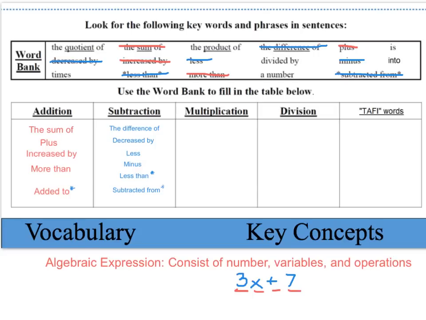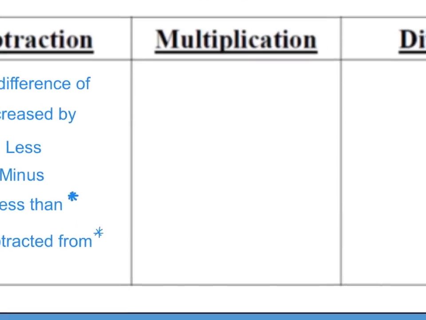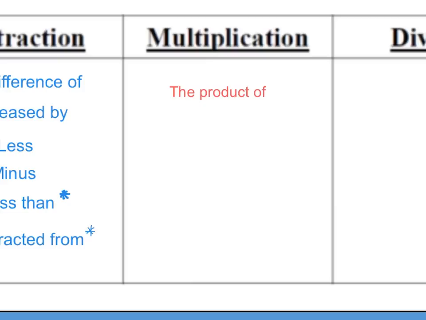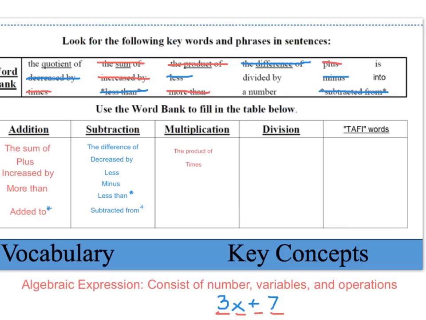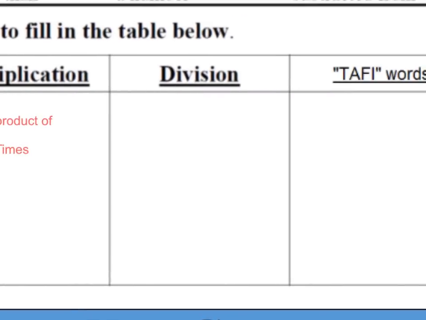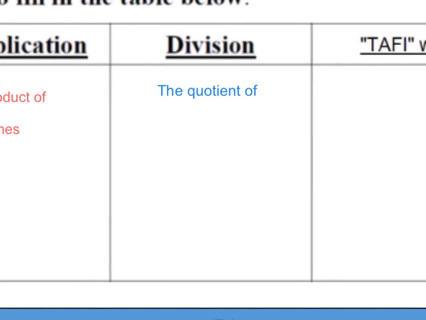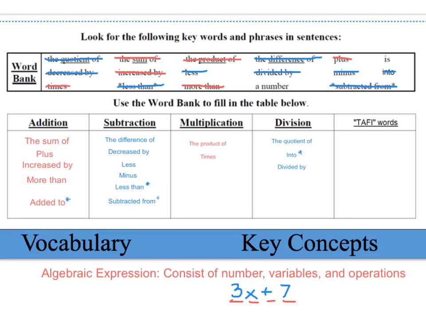So let's go ahead and zoom in on multiplication and talk about all the words from the list that mean multiplication. The product of means multiplication, and times means multiplication. So I went ahead and crossed out all the words that I've used for multiplication so I do not use them again. So now let's zoom in and talk about all the words that mean division. The quotient of, into, and let's go ahead and put a star next to the word into because that's a special word, and divided by. All these words mean division. So I went ahead and crossed out all the words that I used for division.